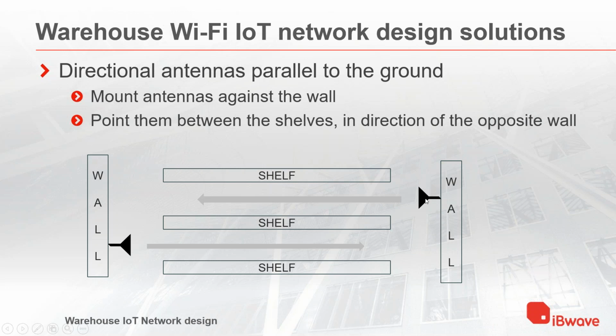What goes without saying is that those directional antennas should have narrow beams because you do want to focus this energy to flow in between shelves. You do not want this energy to spill over to the next shelf.